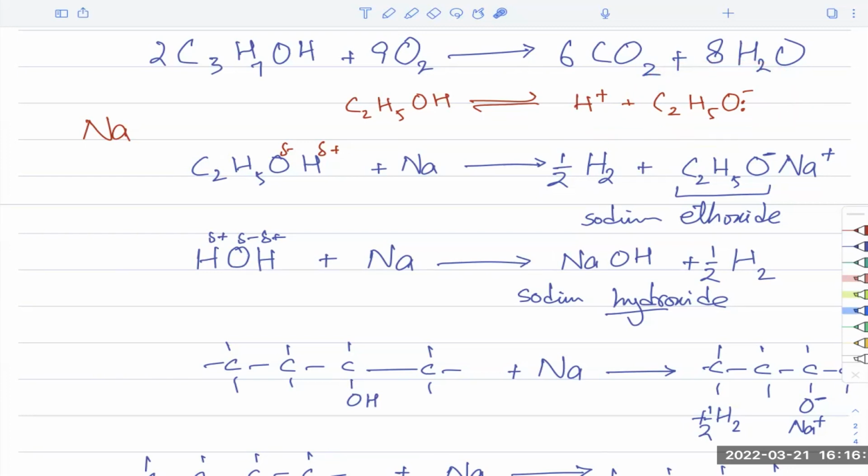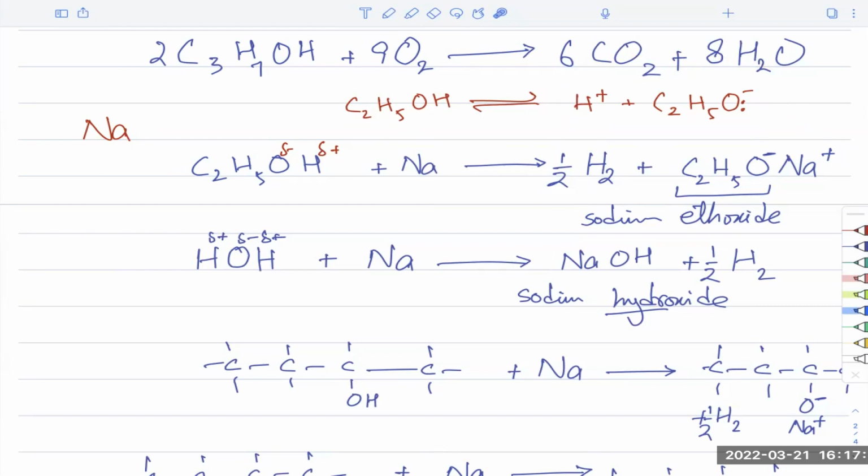If the base is unstable, then the equilibrium will shift backwards and alcohol will not ionize much. Very few molecules will ionize and go to the right side, but most of them will stay in this form. But if this base is stable, then it will stay as it is and equilibrium will go forward.